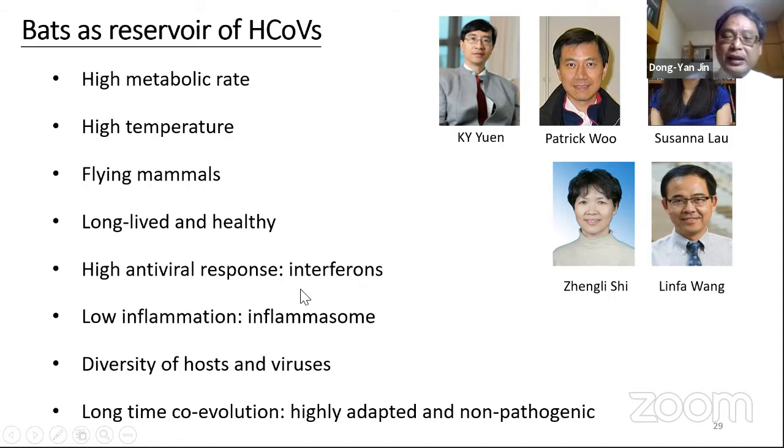In the case of bats, the antiviral response is more potent and activated, but the inflammatory response is deficient. For example, inflammasome activation, NLRP3 inflammasome particularly, is deficient. So that is to say that the bats can harbor the viruses. They have a strong antiviral response so that the replication of the virus could be kept under control, but it does not cause any symptoms. There is no inflammation because inflammasome activation is deficient. And there are a wide variety of hosts and viruses. So that serves as the gene pool of the human coronaviruses.